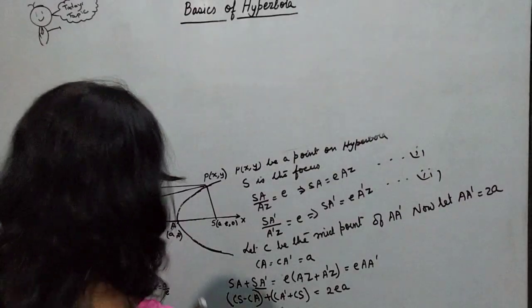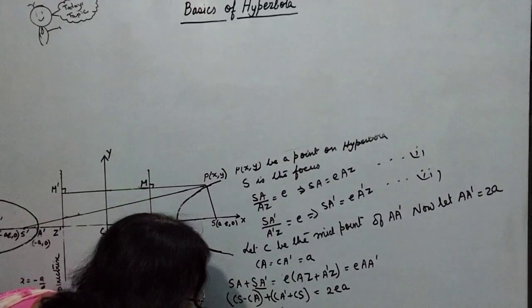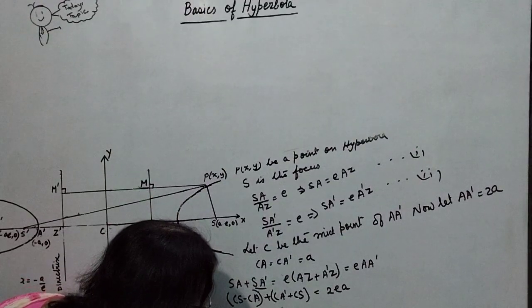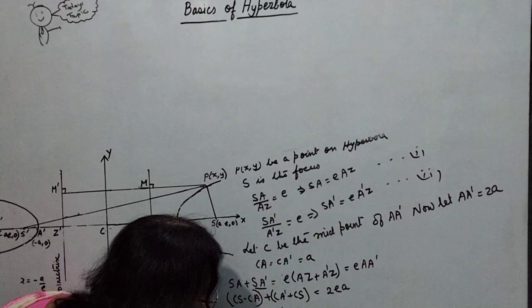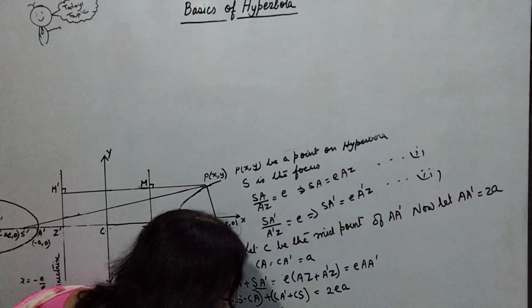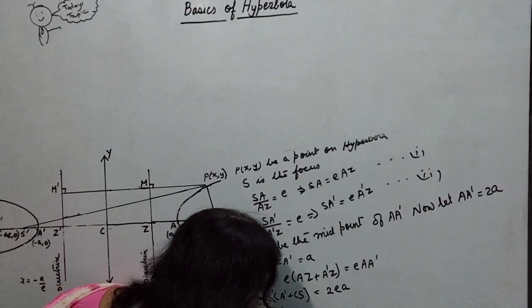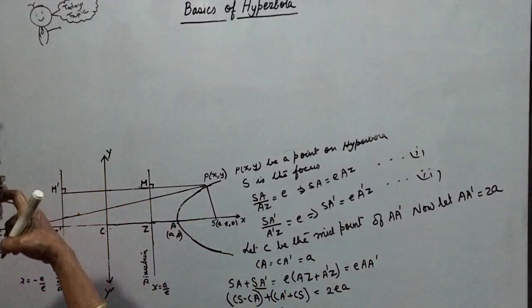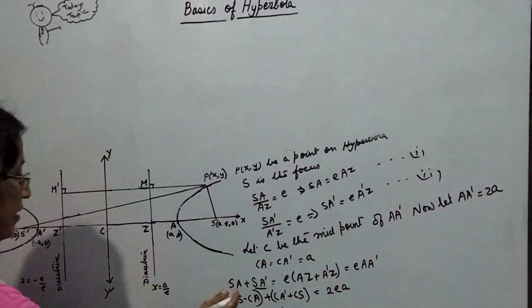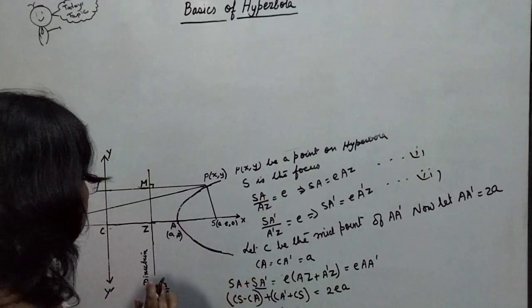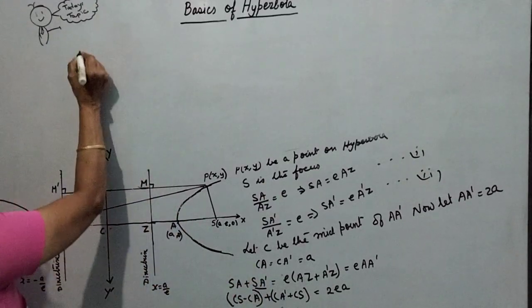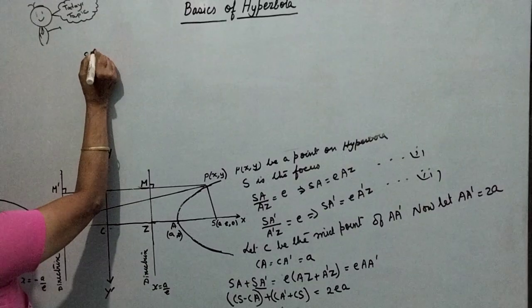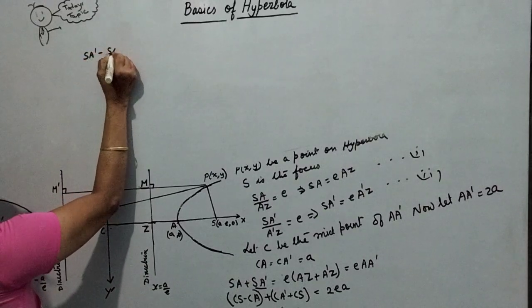So the focus is CS, CS is equal to AE, 0. Focus you got. Now again SA plus SA dash we have taken. Now we will take SA dash minus SA.